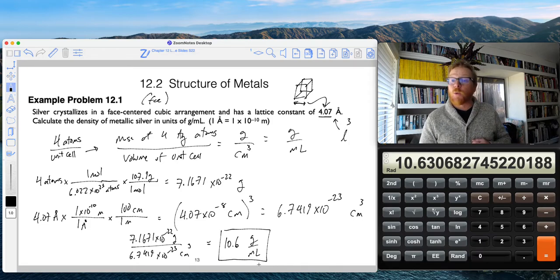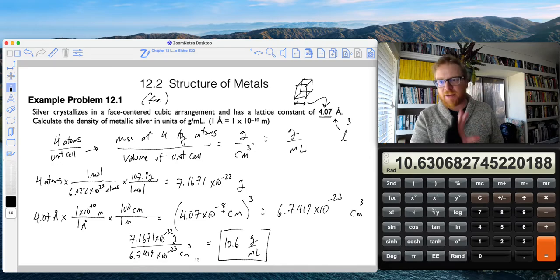We're going to do several more types of calculations like this during our live meeting, but this is kind of the basic gist of it.